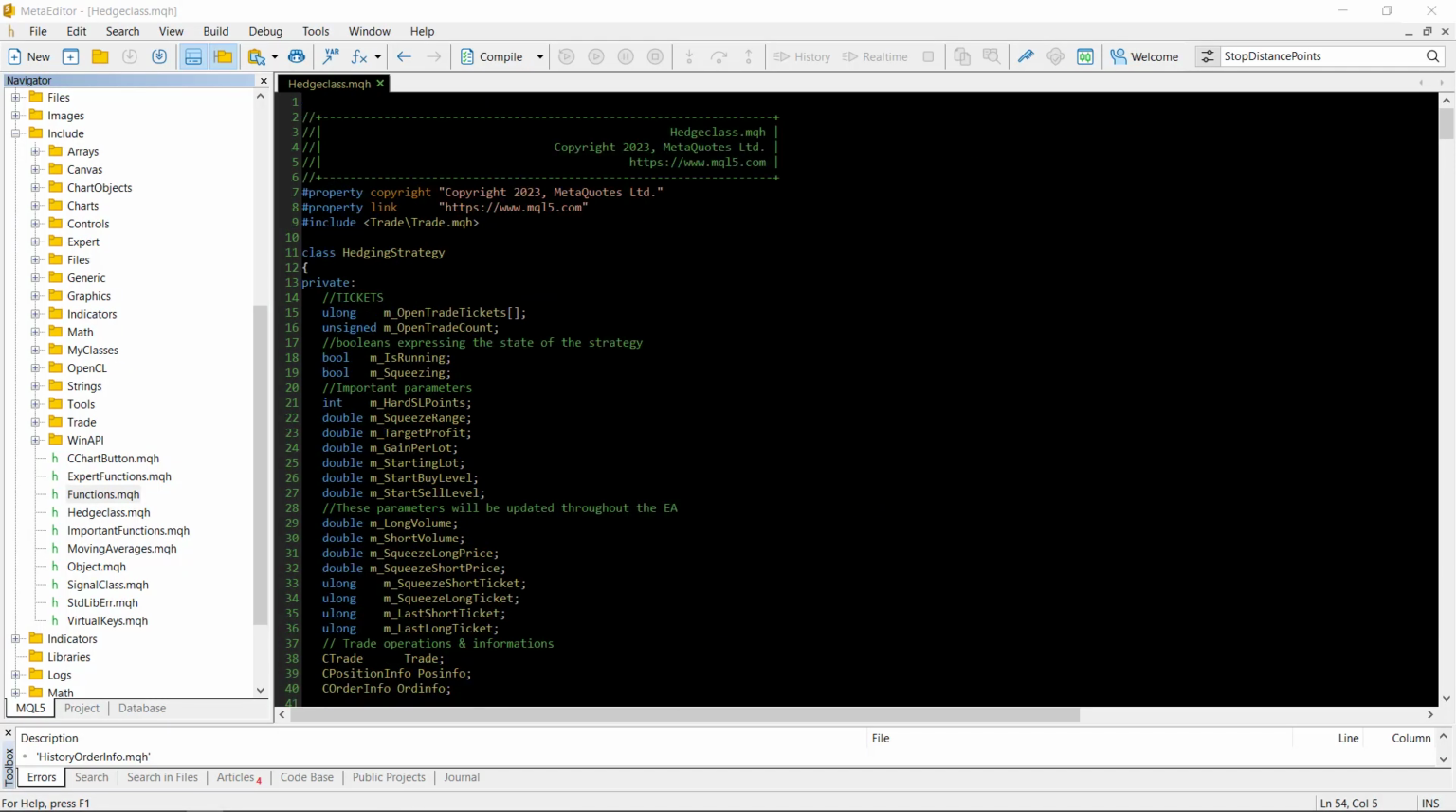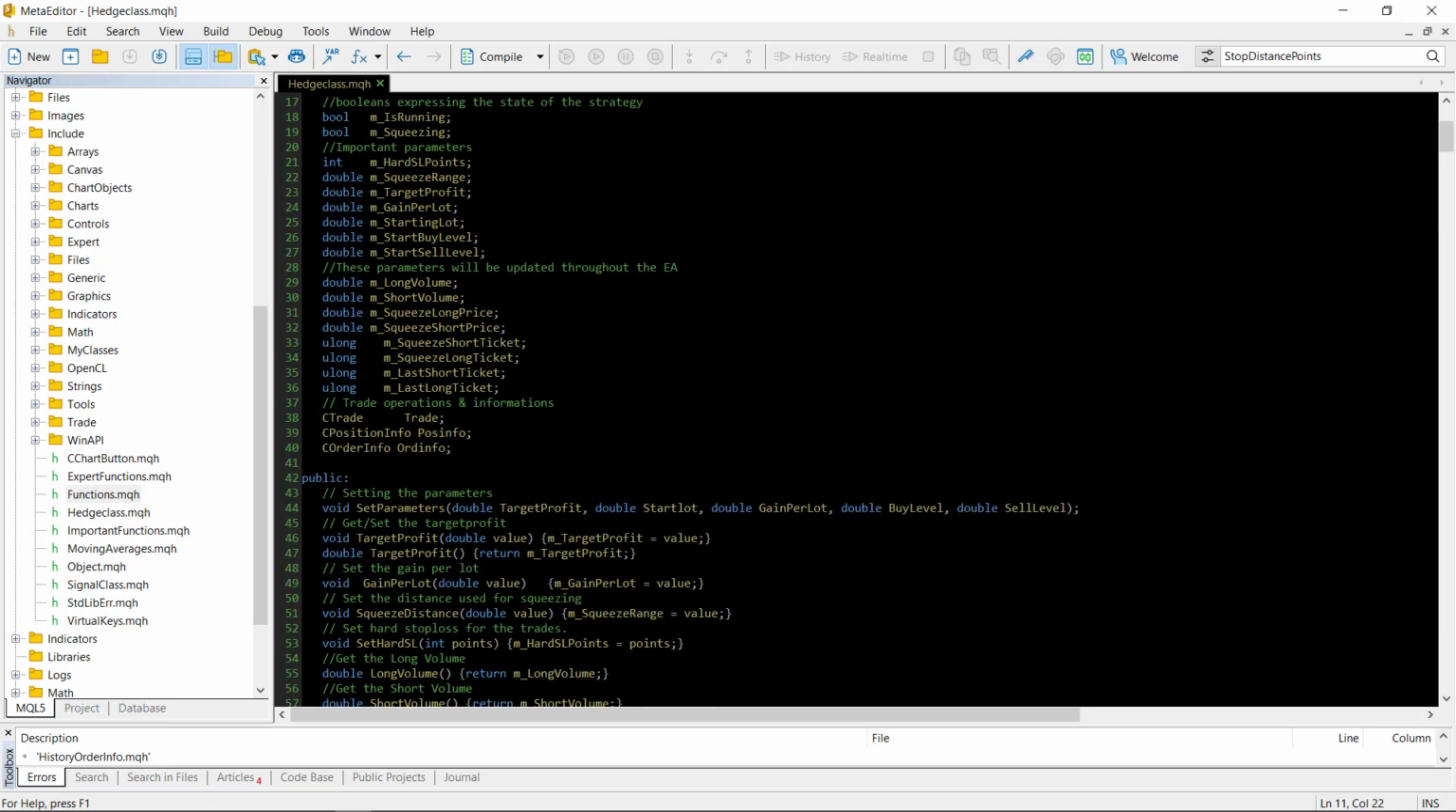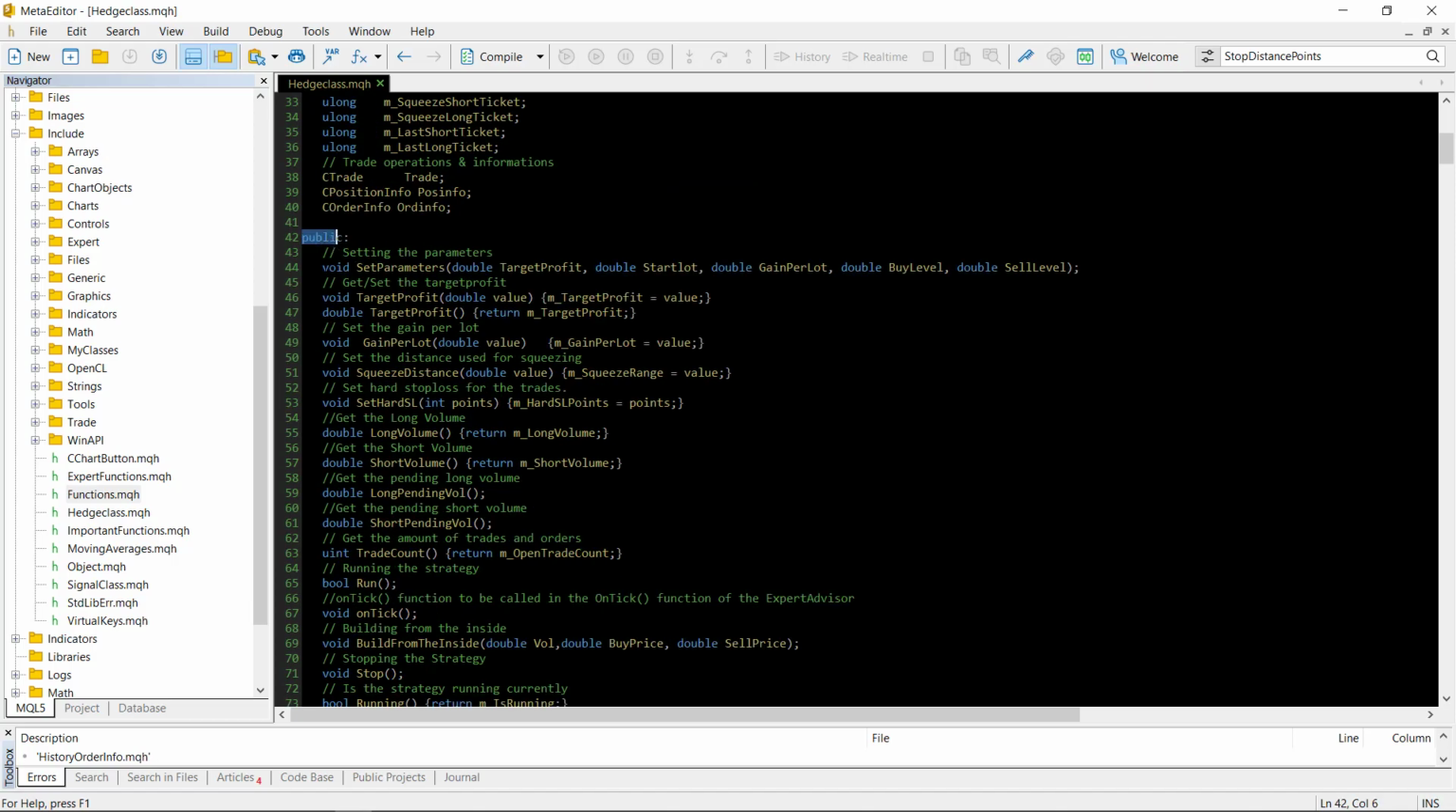Now let's see how we can implement this using my include file. You can find the code in the description below. The first important function is the setParameters function. We can set the target profit, which is basically the take profit of the trades, the starting lot, which will be used for the first orders, the gain per lot, which is the amount of money we would like to earn whenever we are trimming the trades, and the original buy and sell levels.